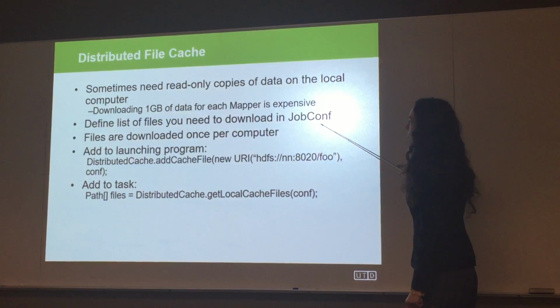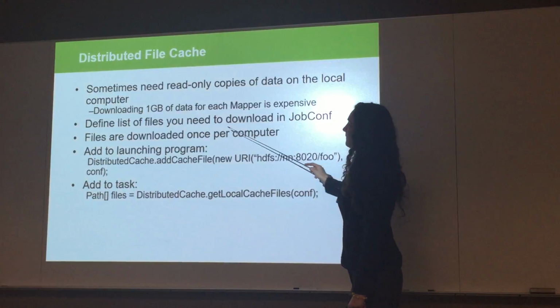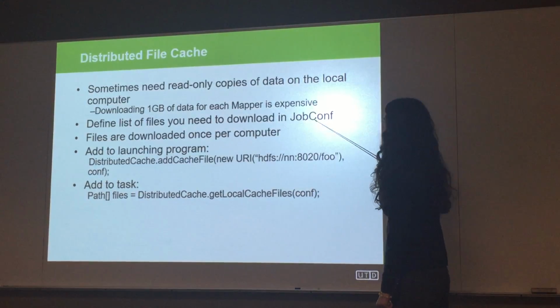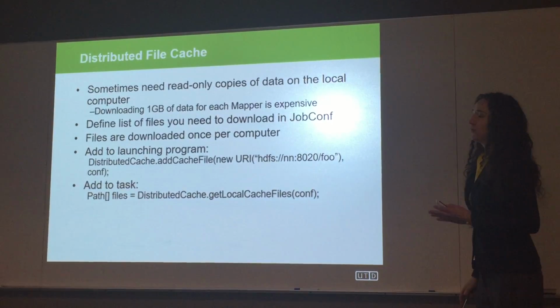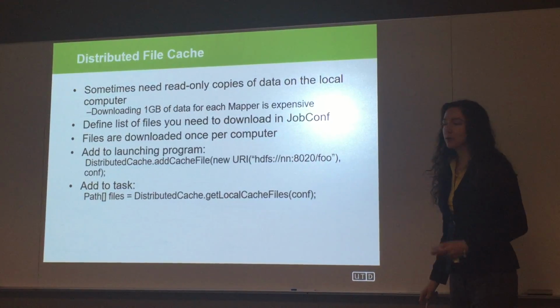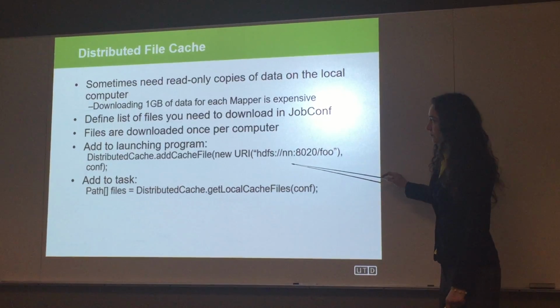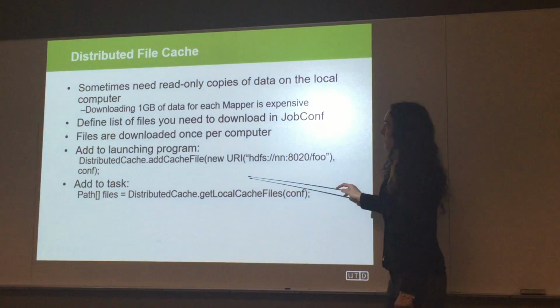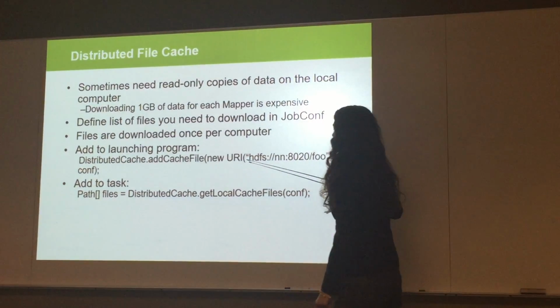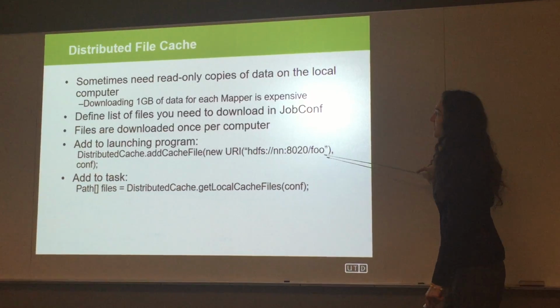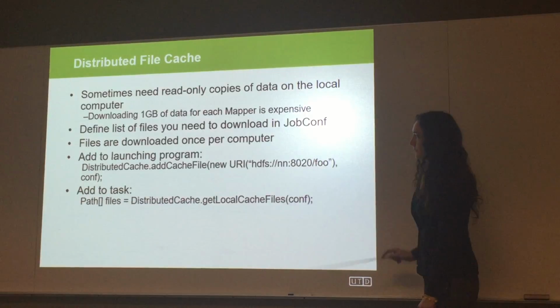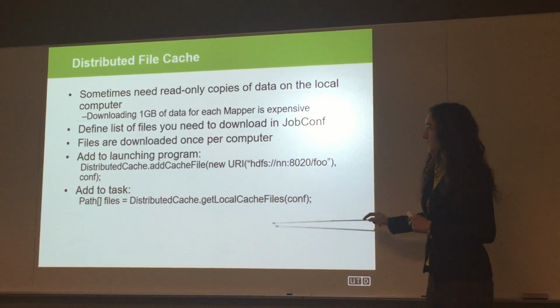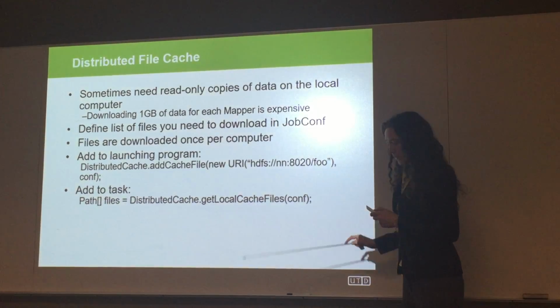We can define the list of files we want to download in the job configuration, and they are downloaded once per computer. So: DistributedCache.addCacheFile, and then we give the path to where this file is located, and add it to the particular task.